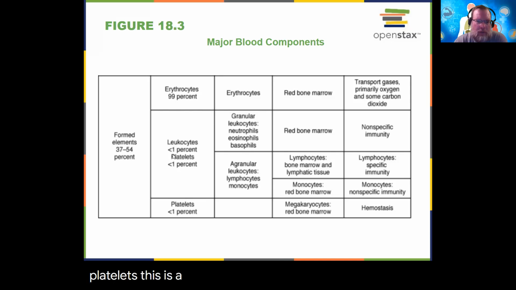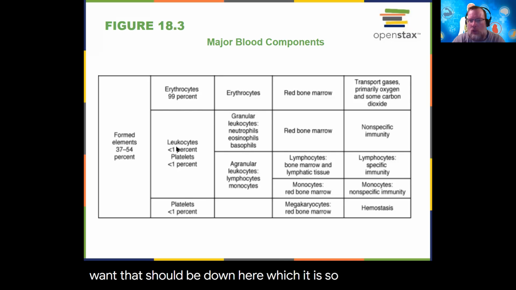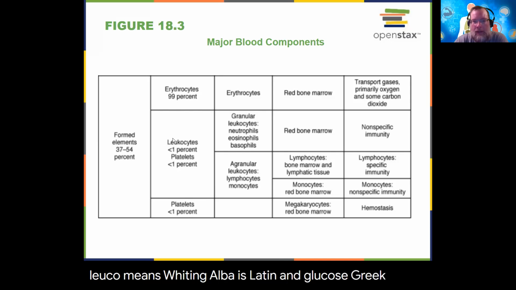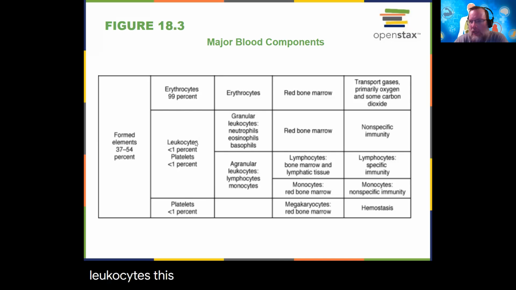This is a misprint right here. This platelets one should be down here, which it is. Okay, so we're doing leuco. Leuco also means white. We saw alba means white. Leuco means white. I think alba is Latin and leuco is Greek. But leukocytes, cyte means cell. So these are white blood cells.